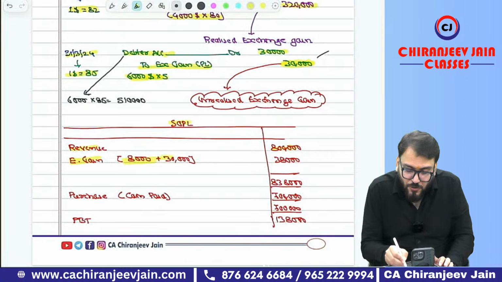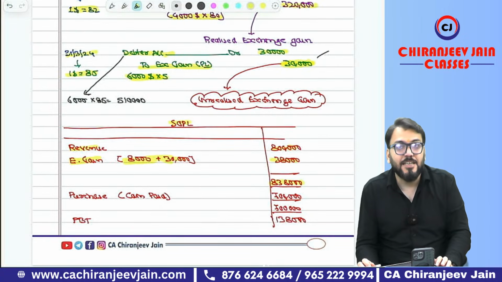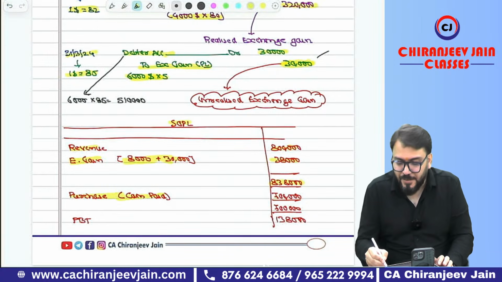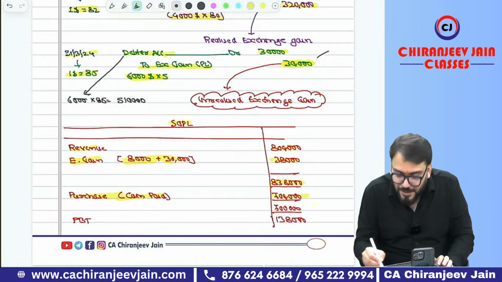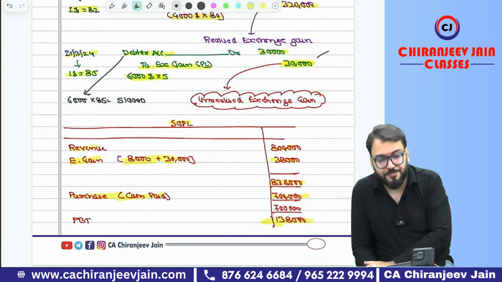Exchange gain will be 8,000 plus 30,000, 38,000. So total income becomes 8,38,000. Let's say purchase cash paid is 7 lakh, so 7 lakh becomes expense. So your profit before tax becomes 1,38,000. So this becomes an extract of SOPL.